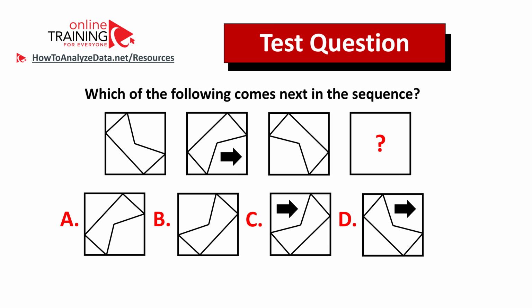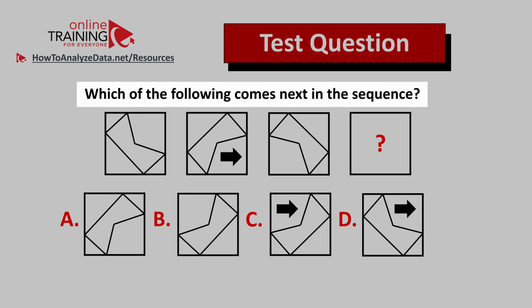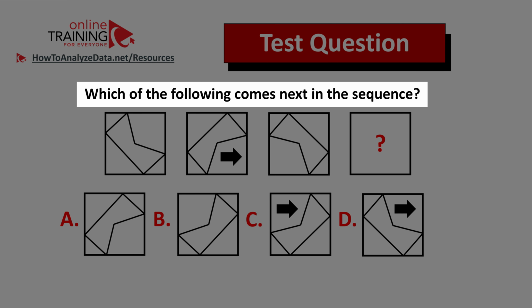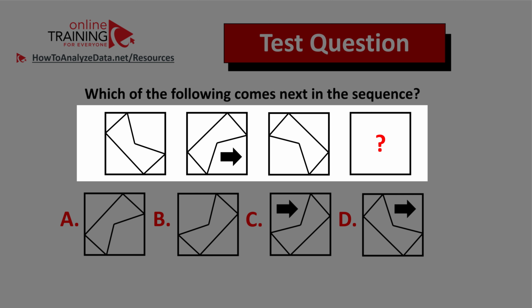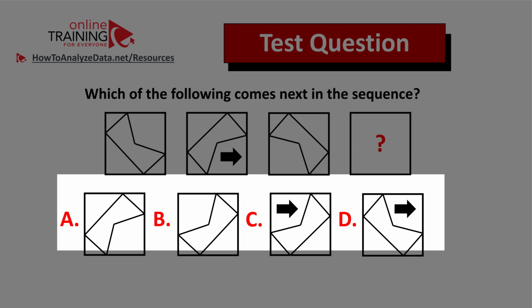Let me share with you a tricky question from the test which validates your knowledge of pattern recognition and logical reasoning. Which of the following comes next in the sequence? You're presented with 4 squares. The fourth square has a question mark, which means that you need to figure it out.